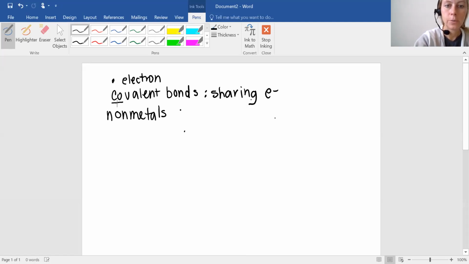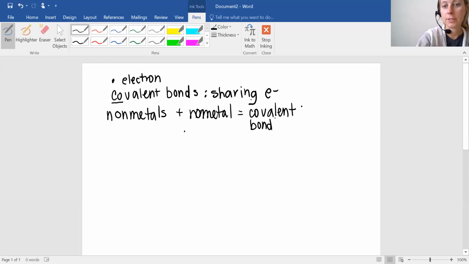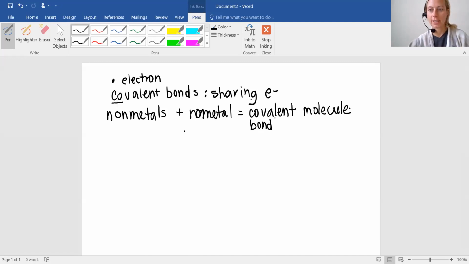a nonmetal with another nonmetal, not a metal, nonmetal, is giving you covalency, covalent bonds, or otherwise known as a covalent molecule. Okay, so that's what it's called, covalent molecule. So there's sharing occurring. We're going to talk about what kind of sharing can occur. There can occur equal sharing or unequal sharing, and we'll get to that today as well.